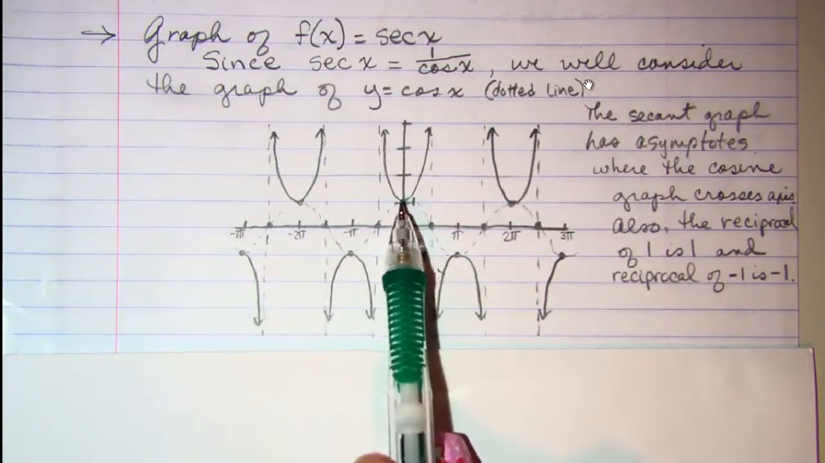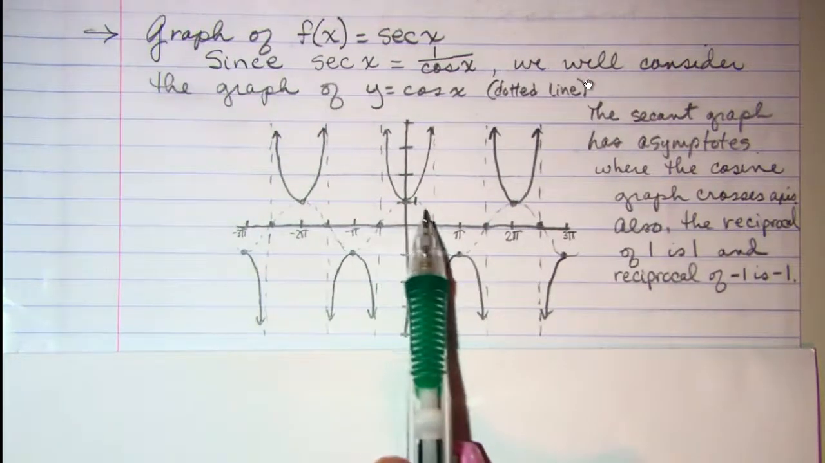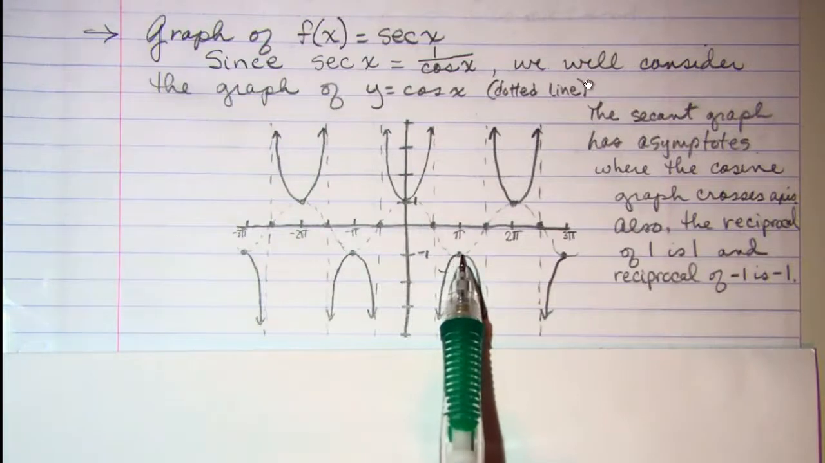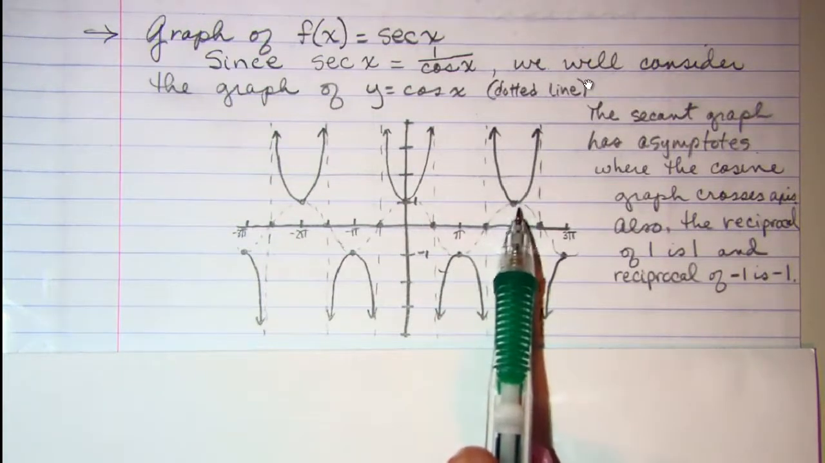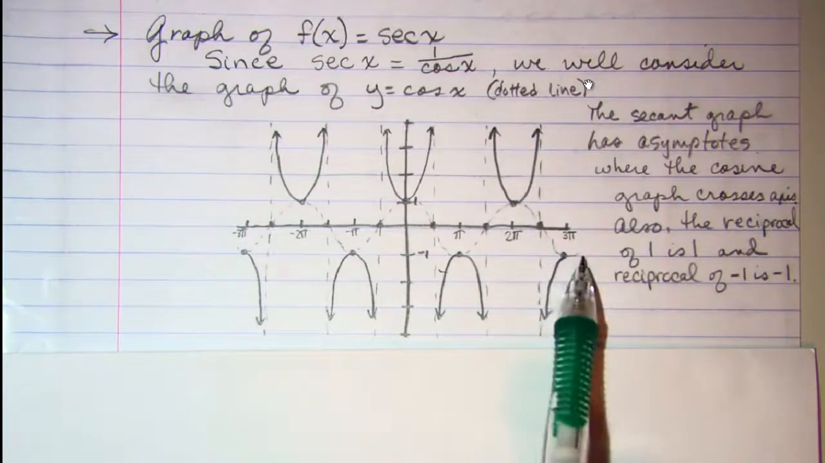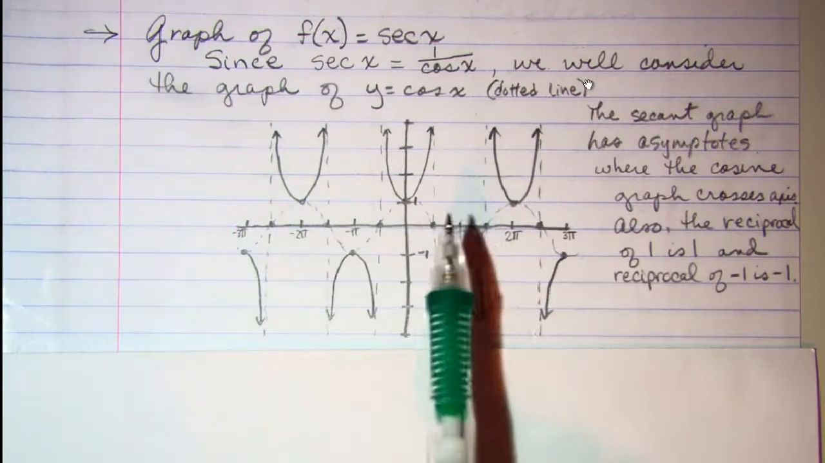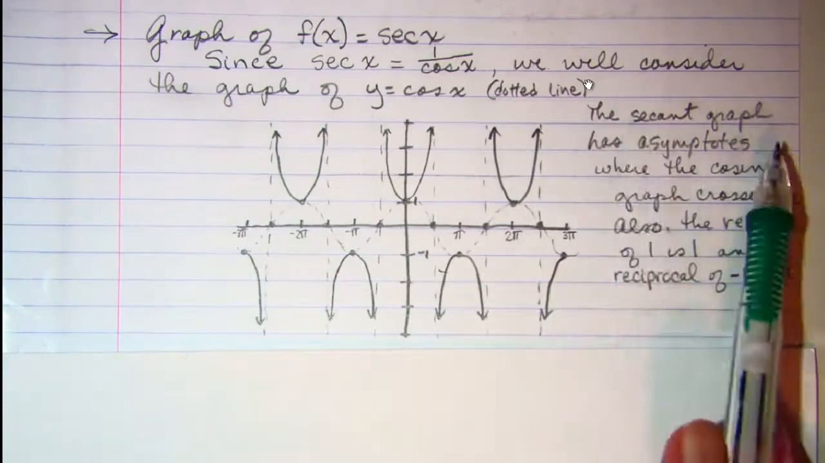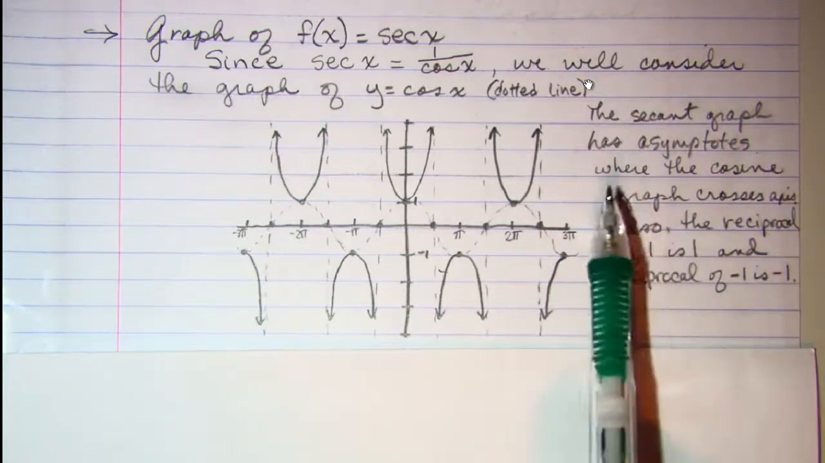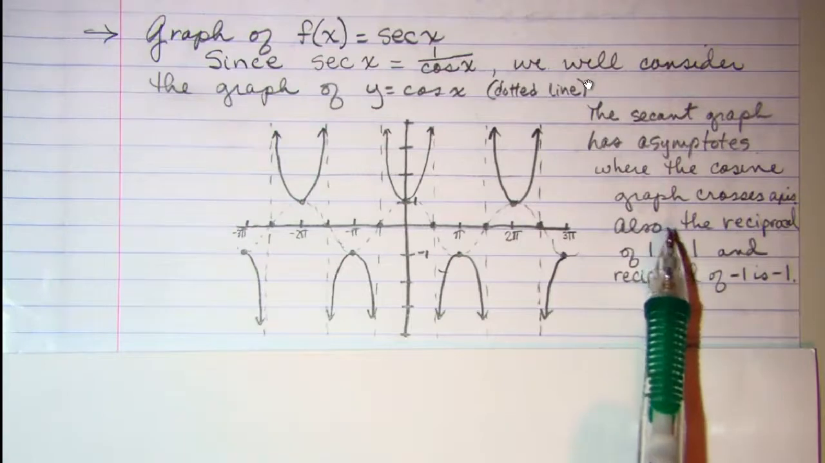Recall that at the y-axis, it has a value of positive 1. And then it reaches a minimum at pi and a maximum at 2 pi and so forth. Well, our secant x is a reciprocal. So the reciprocal, or the secant graph, has asymptotes wherever the cosine graph crosses the axis.